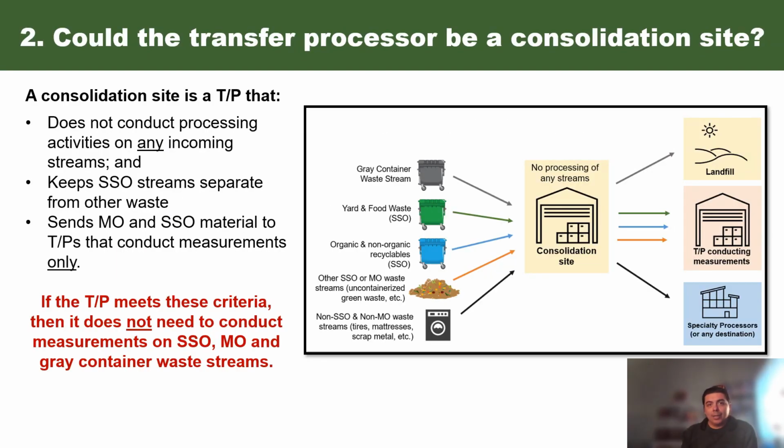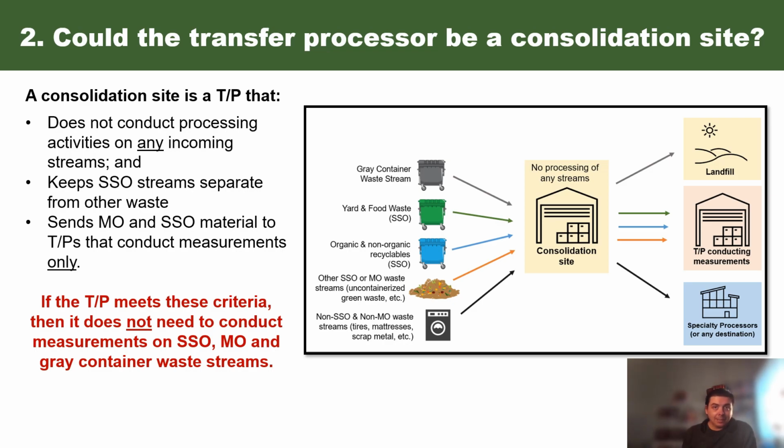So once you determine the waste streams coming into these facilities, the next question you're going to want to ask yourself is, could those transfer processors potentially be consolidation sites? One thing to keep in mind is that the LEA will be the one to make the ultimate determination, and it's based on whether those activities meet the definition of a consolidation site and also meet the specific state minimum standards that apply to those activities.